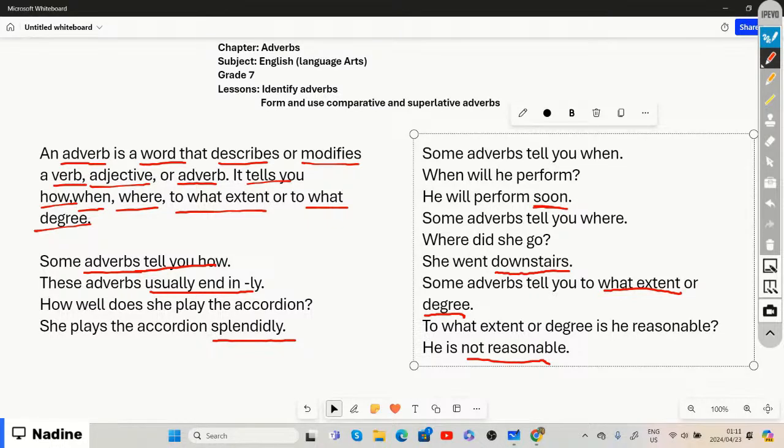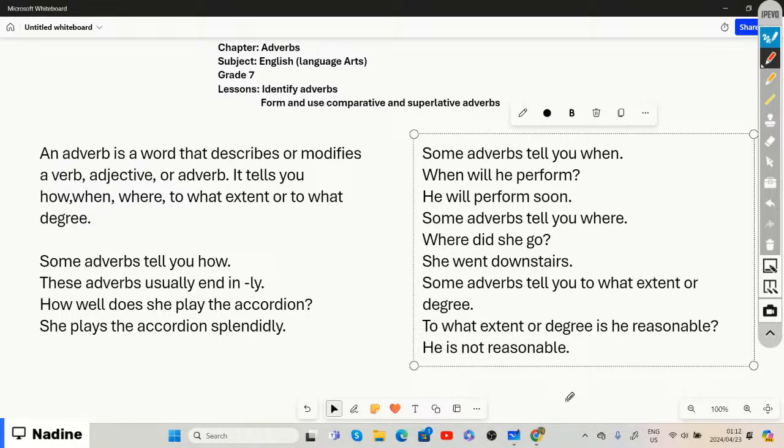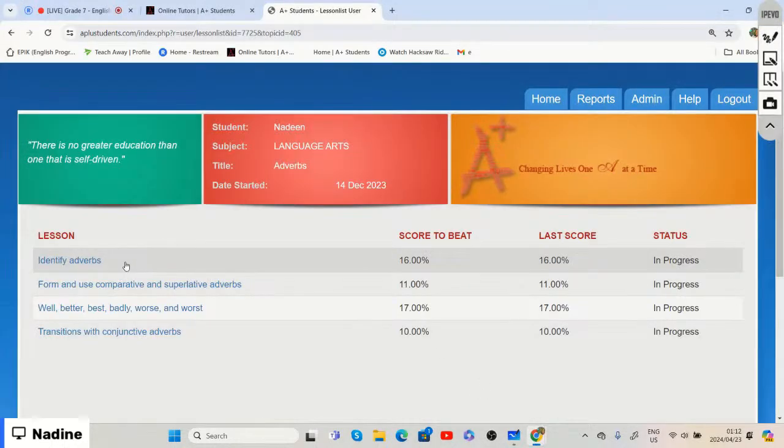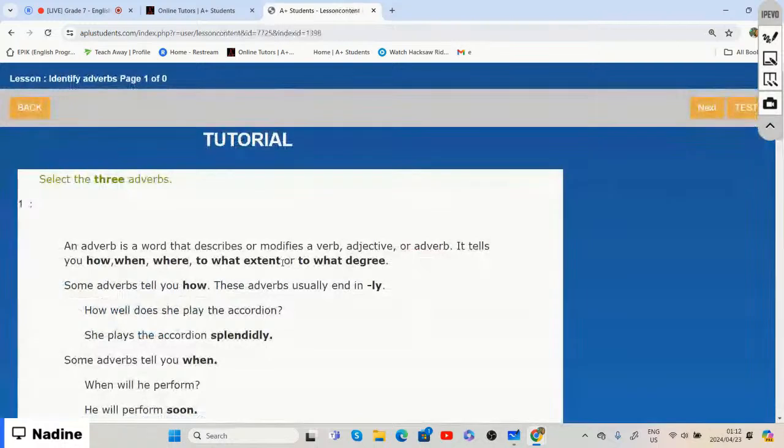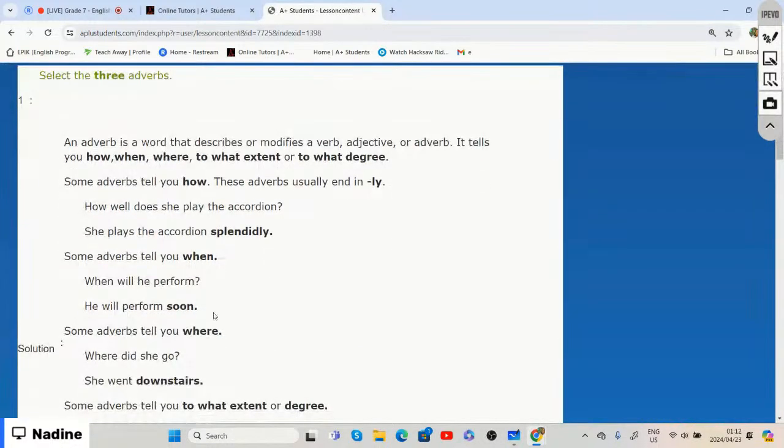Then we're also going to find out the difference between what a comparative adverb is as well as what a superlative adverb is. All right, but for now, let's go to aplusstudents.ca, and that is where we are going to be doing our tutorial lesson as well as our test.